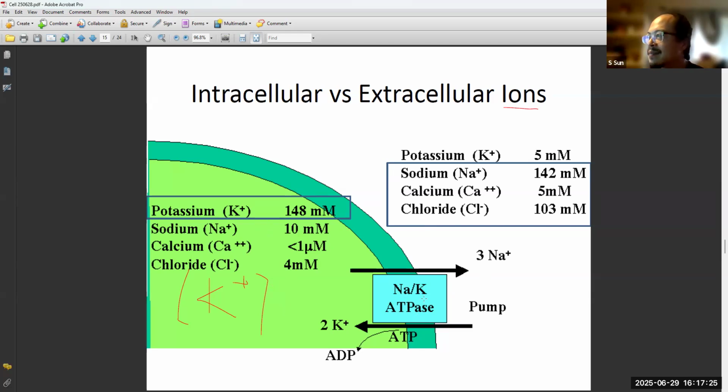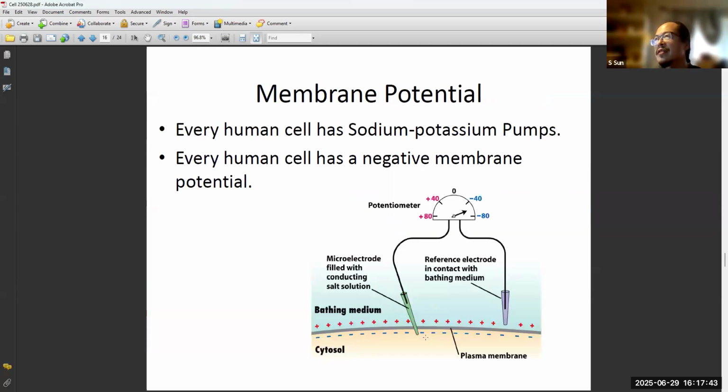The second thing is that the number is different: 2 K+ in, 3 Na+ out. Because the number is different, you create a relatively negative charge inside of the cell relative to the extracellular space. So that's what we got here.